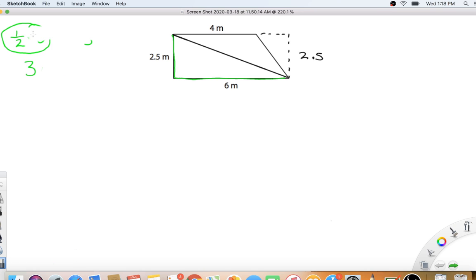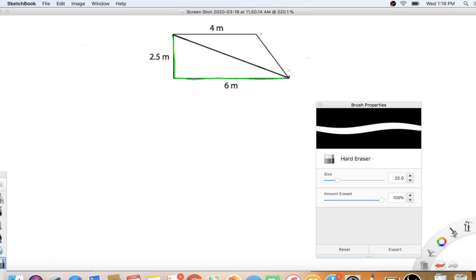Okay, so let me do this real quick. Oh, wait, 1 second. Okay, and we actually have to delete this and probably the thickness of this. Let's see.